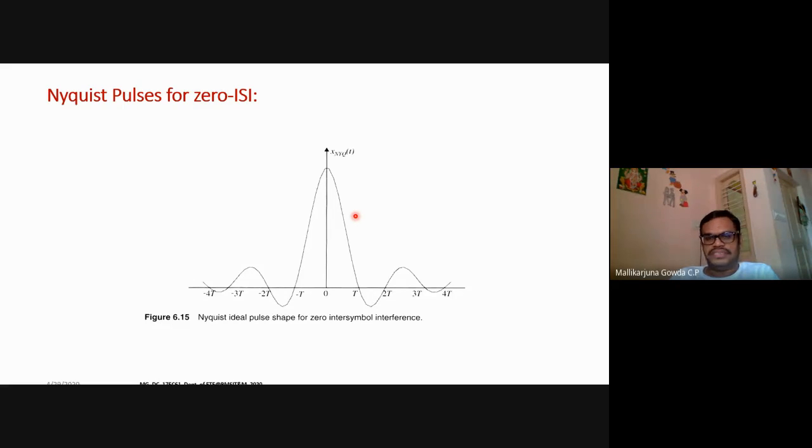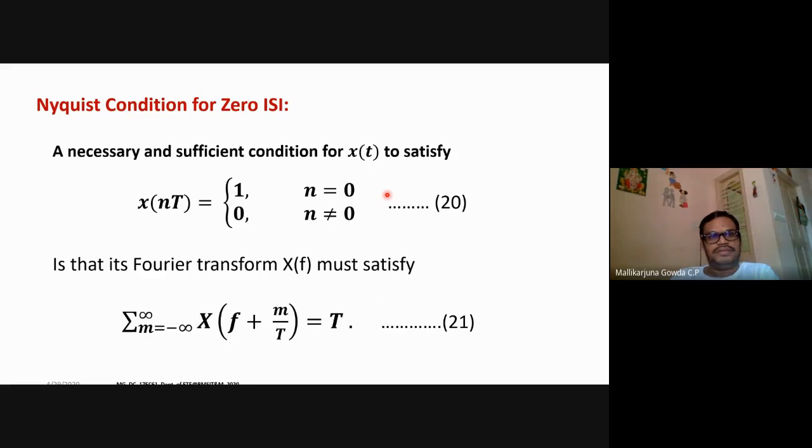I hope this is clear. This equation is very, very important. What I said is that x of n is equal to 1 when n equals 0, and 0 when n is not equal to 0. In the frequency domain, we write this: the sum from m equal to minus infinity to infinity of x of f plus m by t should be equal to t.